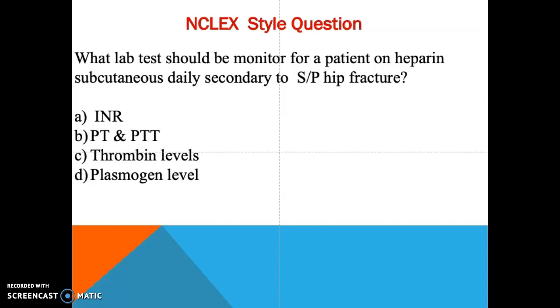So we have an NCLEX style question here. What lab test should be monitored for a patient on heparin subcutaneously daily, secondary to status post hip fracture? As I previously said, patients that had knee replacements or hip fractures commonly get either Coumadin, heparin, or Lovenox. They get these medications prophylactically in order to prevent or to reduce the incidence of developing deep vein thrombosis. So the lab test that needs to be monitored is PT and partial thromboplastin time. B is the answer.